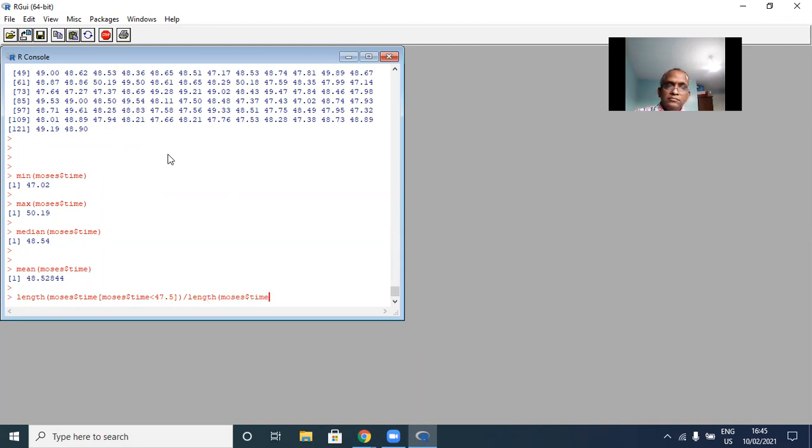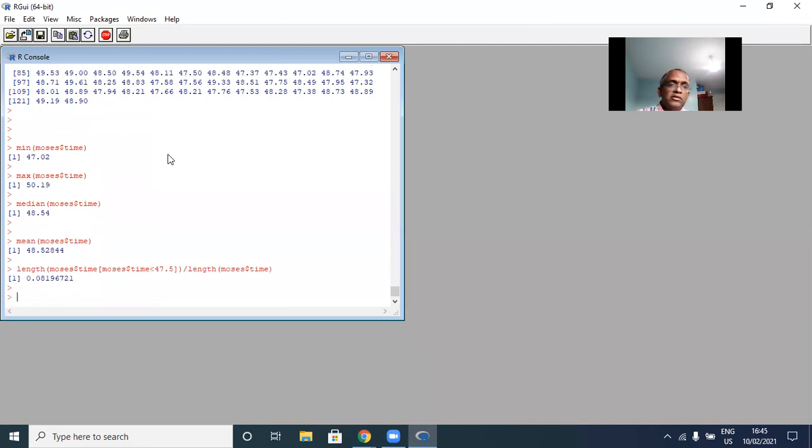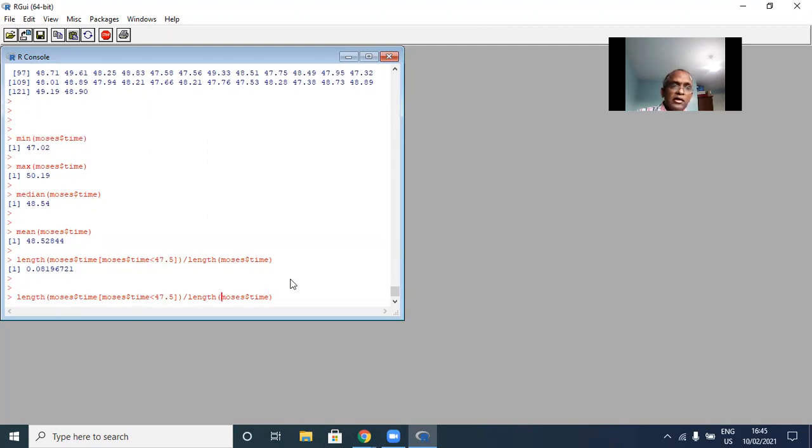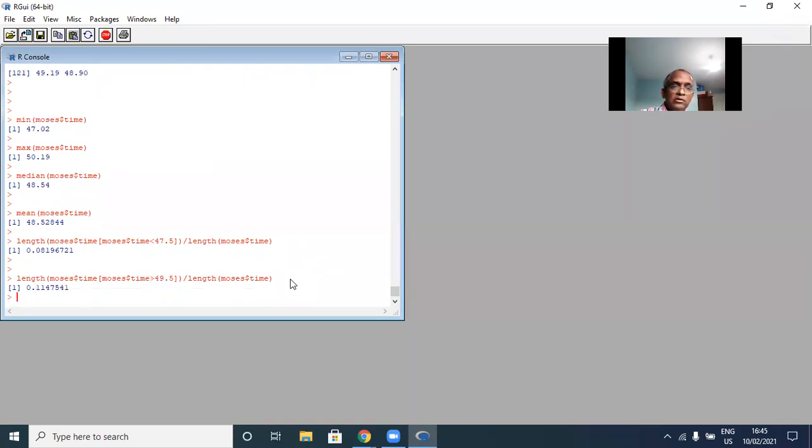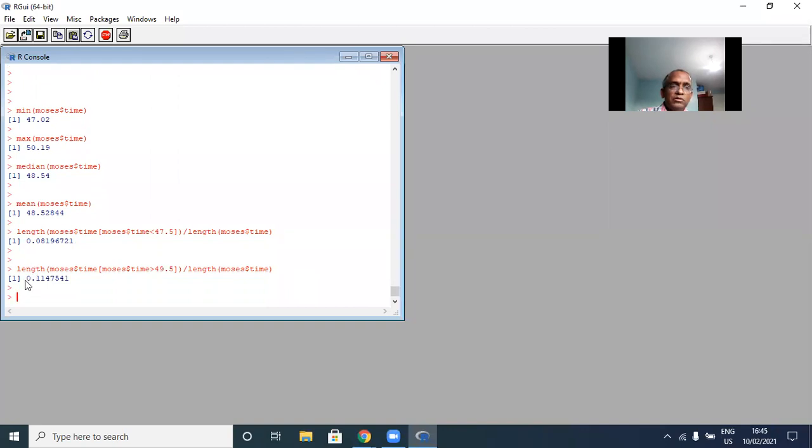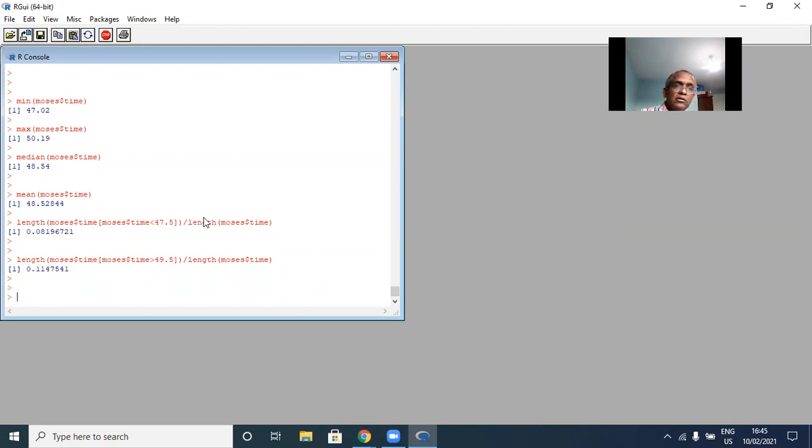So this is the proportion of the data when the running time was less than 47.5. And if you change this to say greater than 49.5, what you get here is the proportion of the data when the running time was greater than 49.5 seconds. All right, guys, so this is just a simple exercise on how to read a data set and how to do some simple statistics of the data.